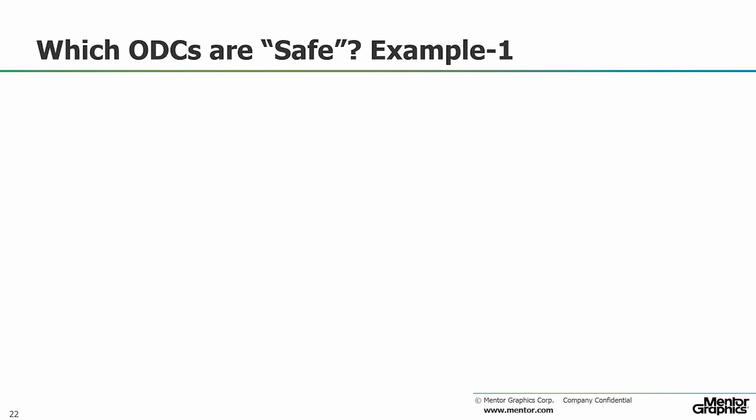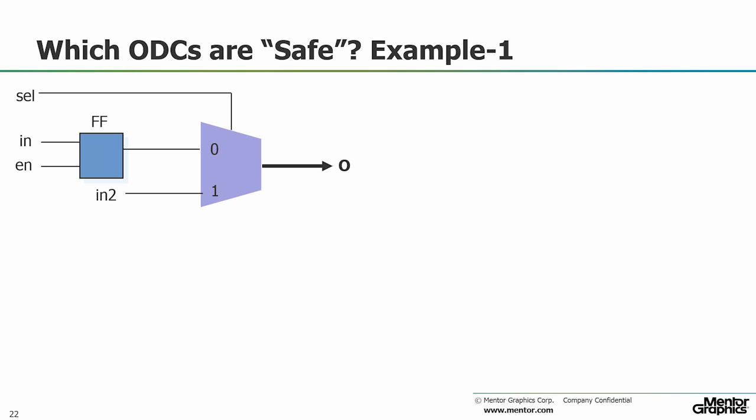In this simple circuit, there is a register FF whose data input is driven by the signal in and the enable input by the signal en. This register is driving a mux which is controlled by the signal cell. The output of the register FF is observable at the output of this mux only when the value of the signal cell is equal to 0. Otherwise, it is not.